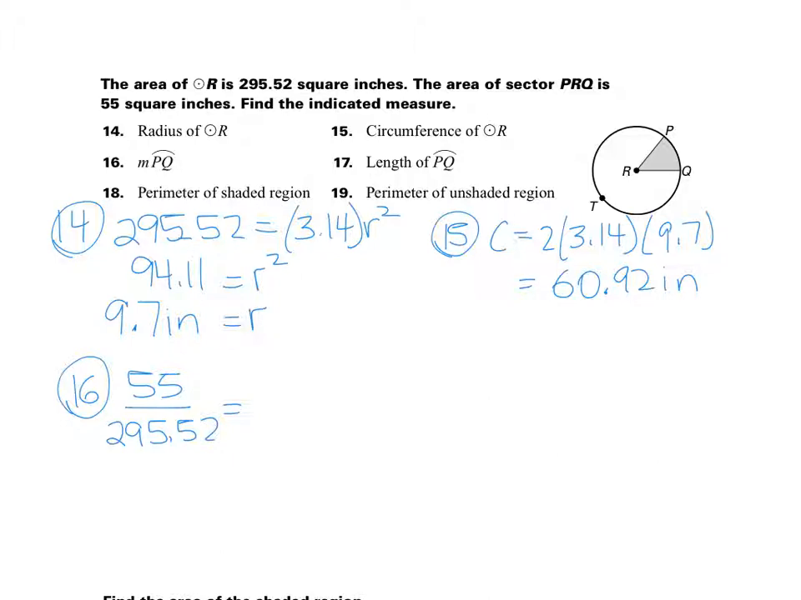The measure of the arc, which will be the central angle, over 360. Cross products, so you're going to take 60 times 55 divided by 295.52. So the measure of arc PQ is going to be 67.